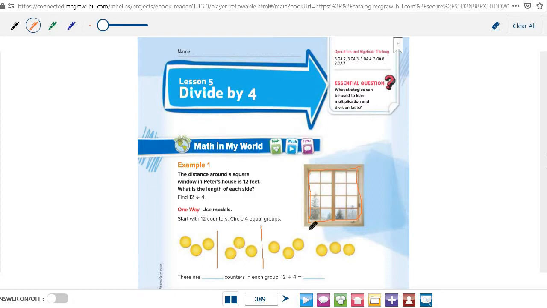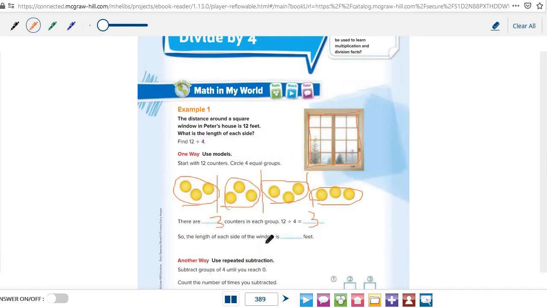The same for this group. So now we have 3 and 3. Now we have 4 equal groups, 3 in each group. So we will circle the first group, the second group, the third one, and the fourth one. So there are 3 counters in each group, so 12 divided by 4 equals 3. So the length of each side of the window is 3 feet.